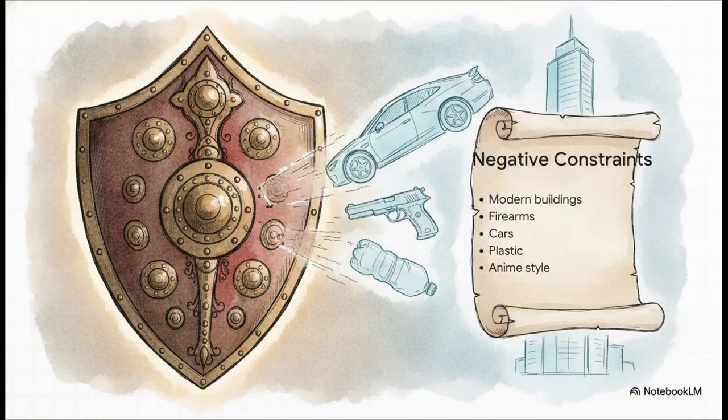Now, we absolutely have to talk about one of the most vital parts of any AI video generation, the negative constraints. We're talking modern buildings, modern clothing, firearms, cars, electricity, plastic objects, futuristic technology, or any sort of cartoon or anime style. Now, you might think this is just a technical filter to prevent glitchy imagery, but actually, these negative prompts are crucial storytelling tools. By explicitly telling the AI what not to generate, the creator fiercely protects the authenticity of the 12th century historical aesthetic. It ensures that not a single modern artifact can sneak in and break that immersive, ultra-realistic illusion they've worked so hard to build.